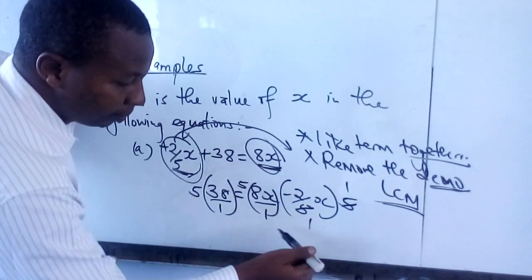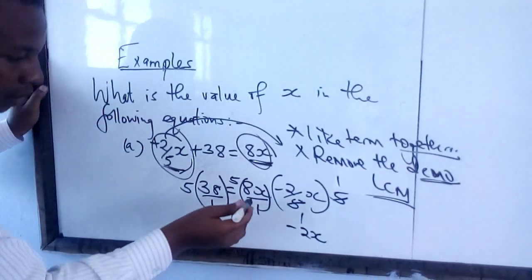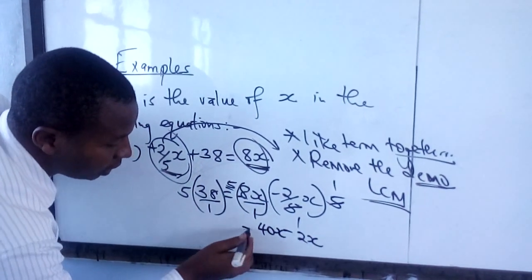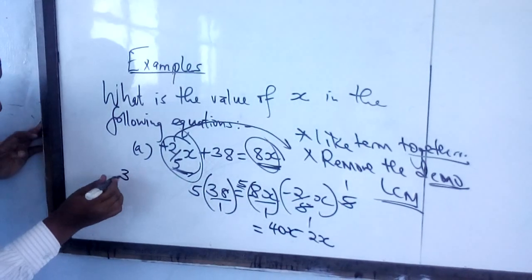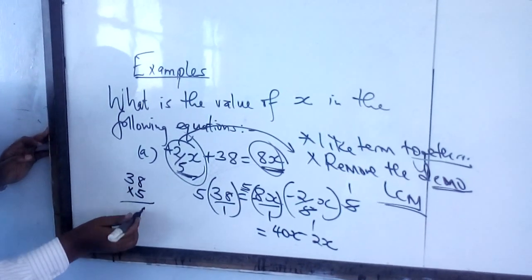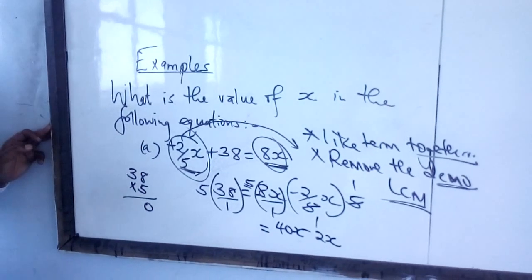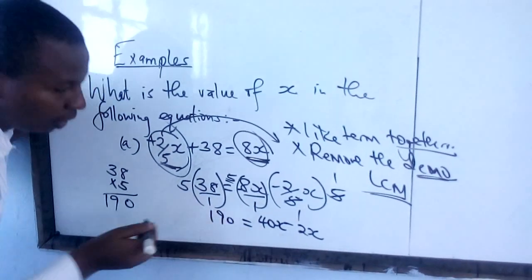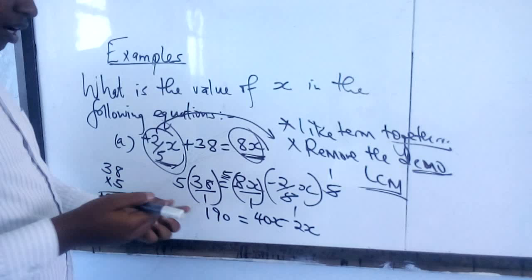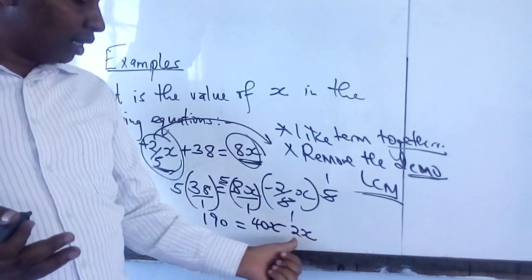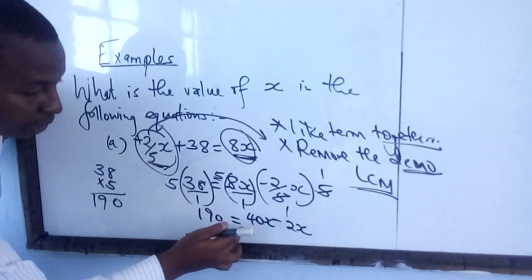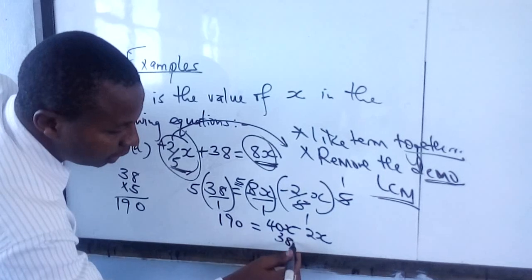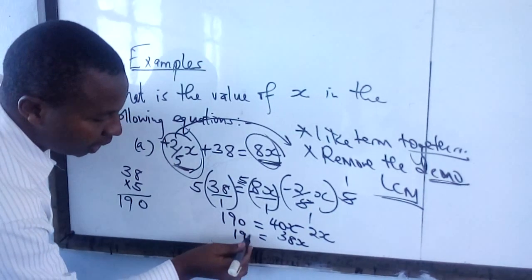So here you'll be left with minus 2x. Here this is 5 times 8, which is 40x, equals. Here we are left with 8 times 5, this is 40, plus 150 gives 190. So 40x minus 2x, which is 38x, equals 190.